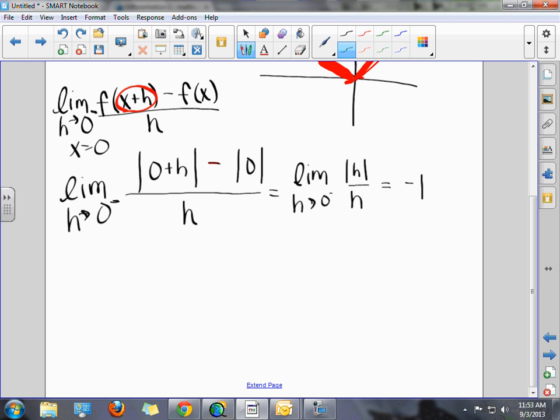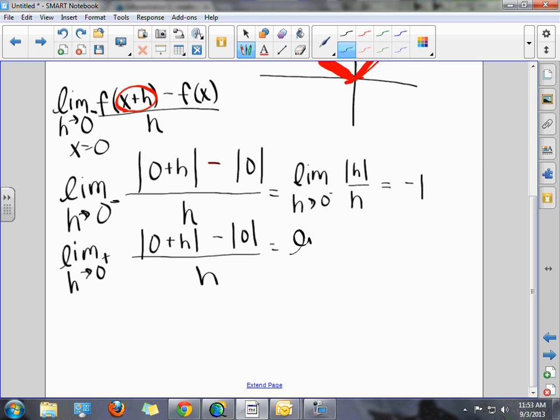So now let's see what happens if we come from the right. And we'll have the same thing: absolute value of 0 plus h minus absolute value of 0, all over h. When we simplify that down, we get the limit as h goes to 0 from the right of absolute value of h all over h. Now we have the absolute value of h, which is always going to be positive, divided by positive h, because we're coming from the right, so all these values are going to be positive, so this is going to be positive 1.